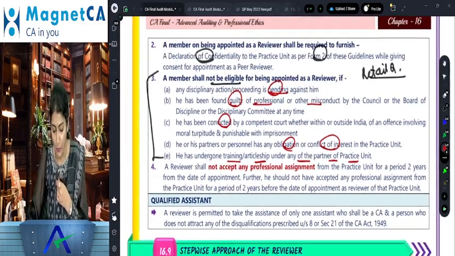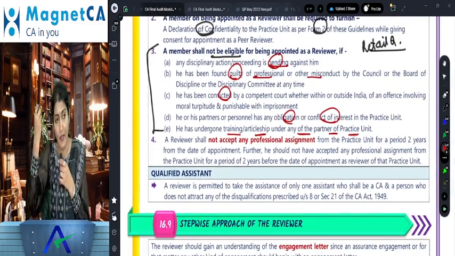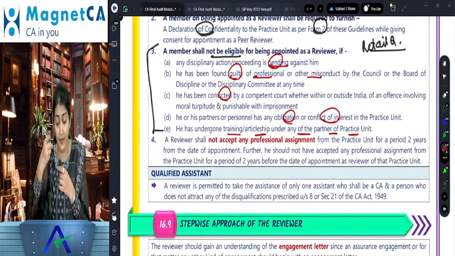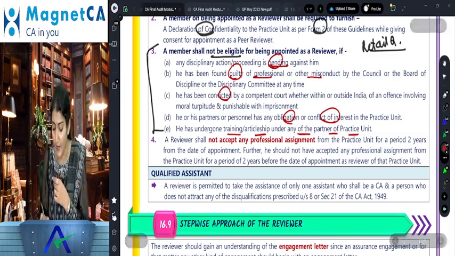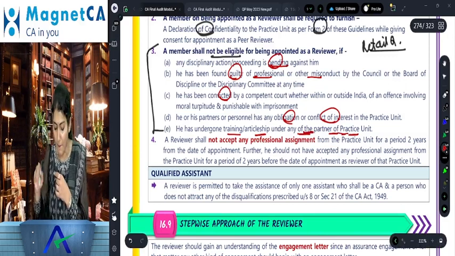So what does it say? One, disciplinary proceeding is pending. Second, he is guilty. Third, he is convicted. Fourth, he has any obligation or conflict of interest, or he has undergone any training, articleship under any of the partners of the practice unit.